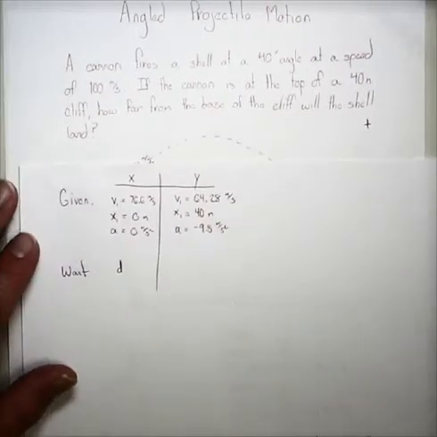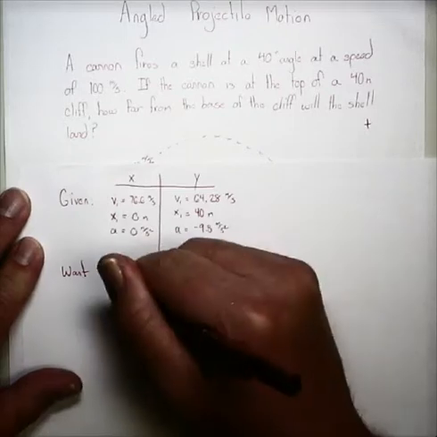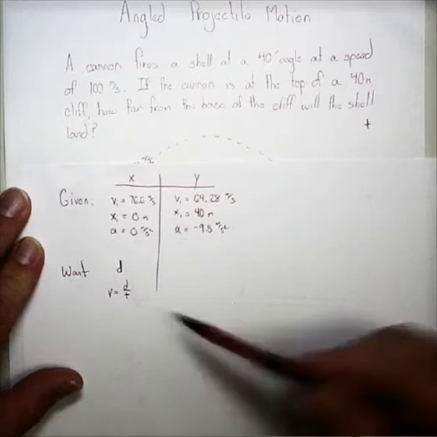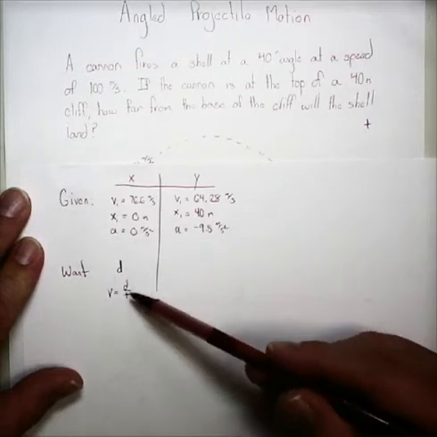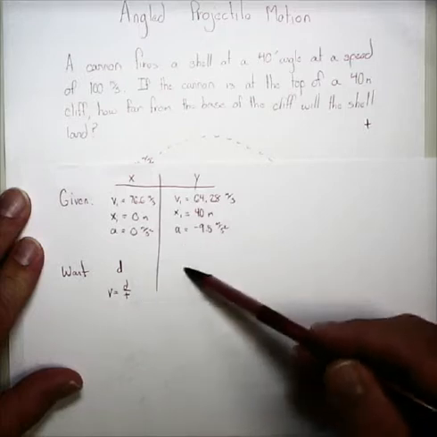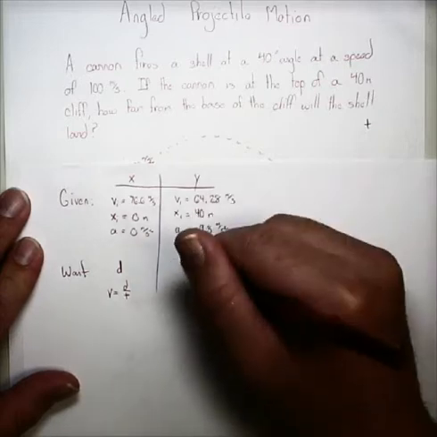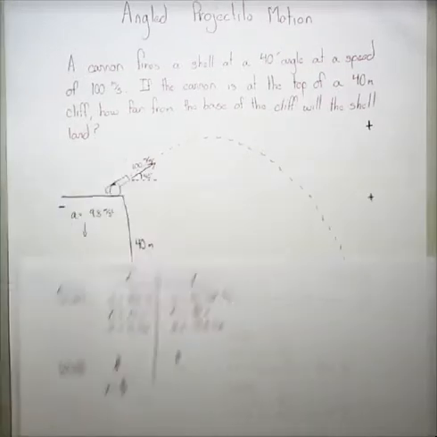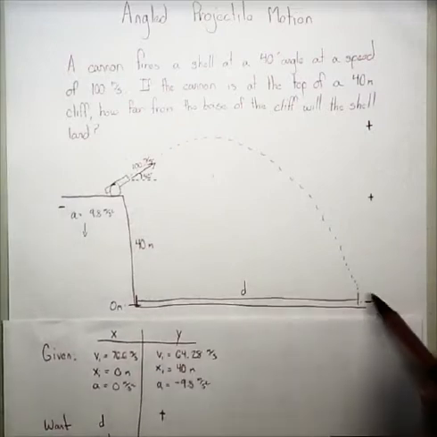Now notice there's a problem here. Acceleration is 0, so I can use the equation v equals d over t to solve this, except I don't know d or t. I need to find the time first. So what I can do is hop over to my y area, and let's find the t, the time, using that. Now I'm wanting the time when the ball hits the ground, because that's what I want to know, is how far away it is when it hits the ground.